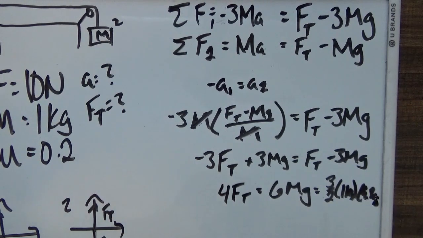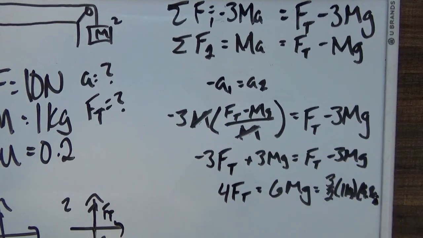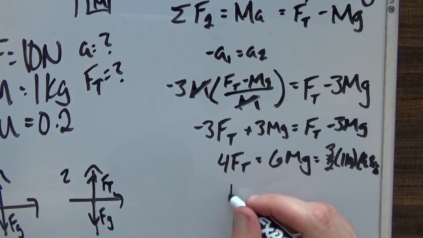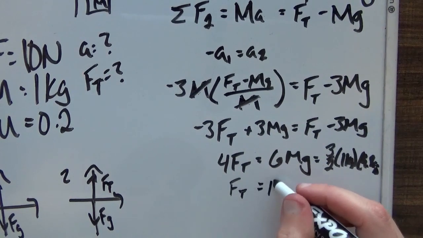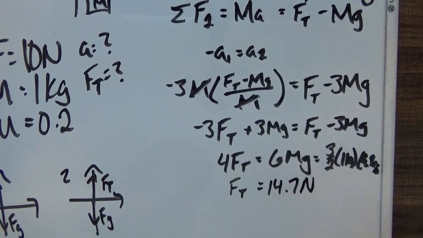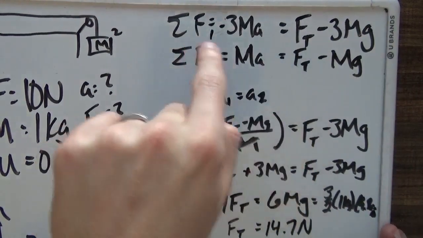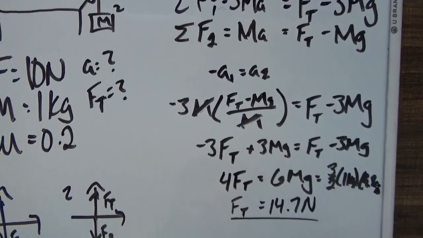Sure. So it's really just 3/2 times 9.8, or I guess if you use 10. In my case, 1.5 times 9.8. Ft is 14.7 newtons. If you use 10, that would be 15. For me, 14.7 for tension. Then just plugging in back here for acceleration.